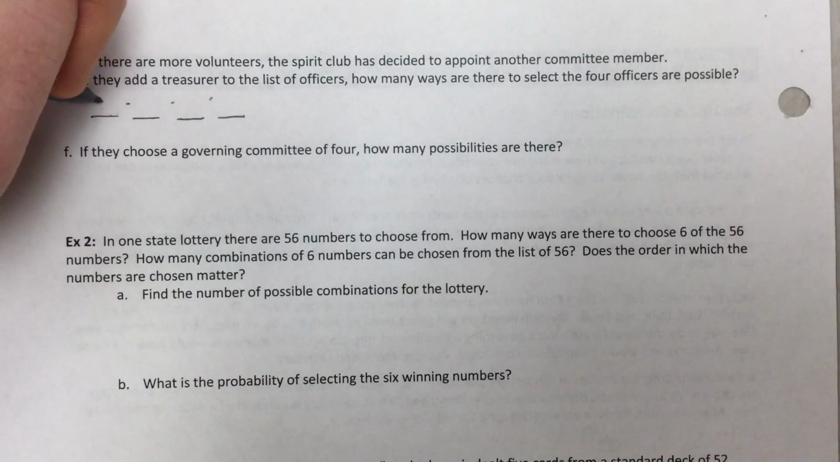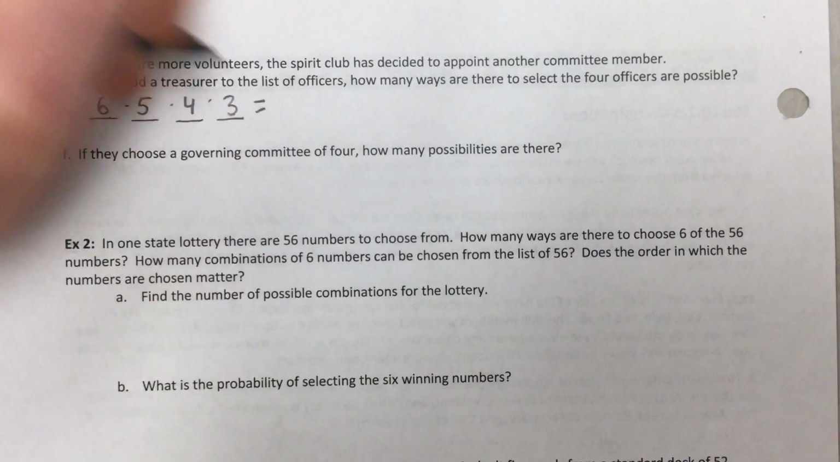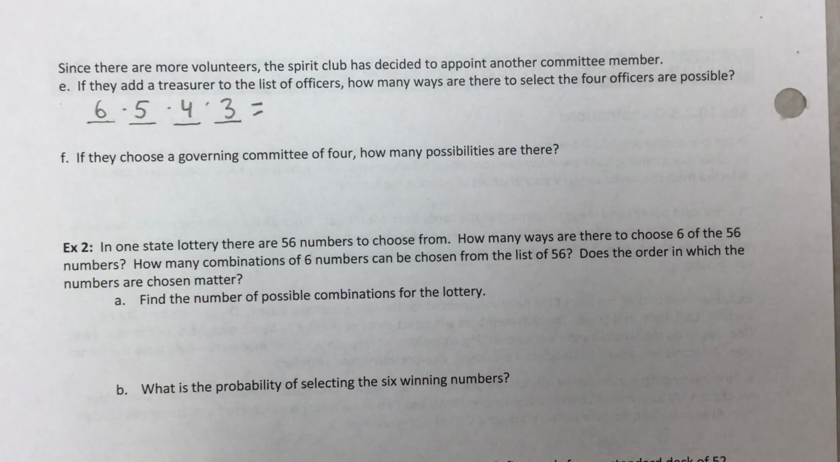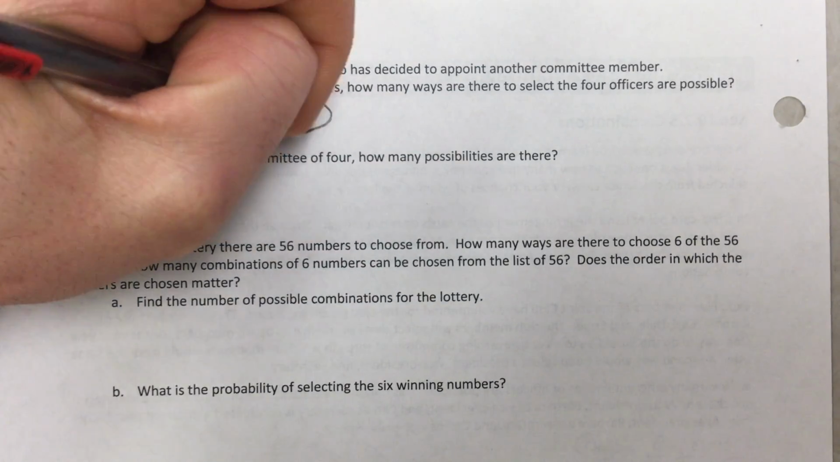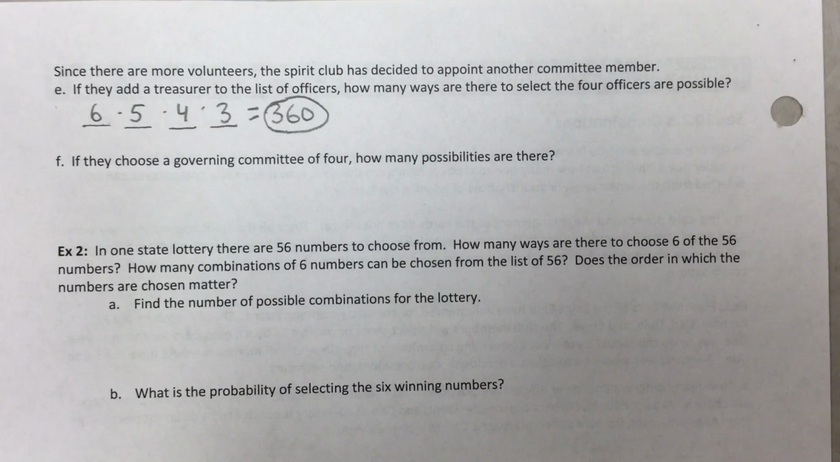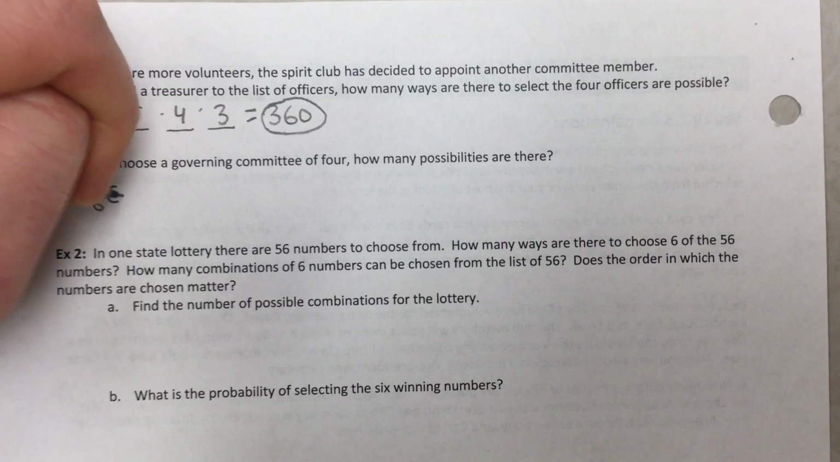So I can do a decision chart. So I can do 6 times 5 times 4 times 3. And that would give us 360 ways that we could do officer positions when there's 4 spots available. And if it's governing committee now having 4 people instead, again, the order doesn't matter for that governing committee. So now we would be doing 6C4.